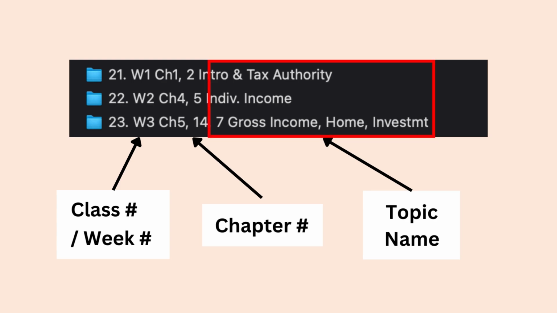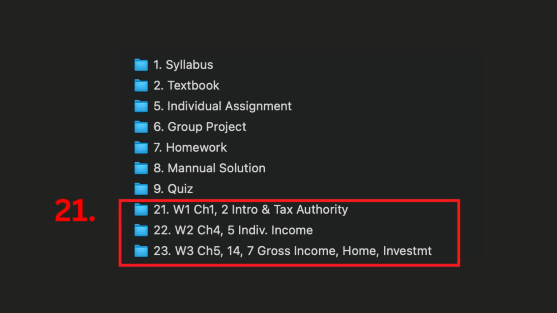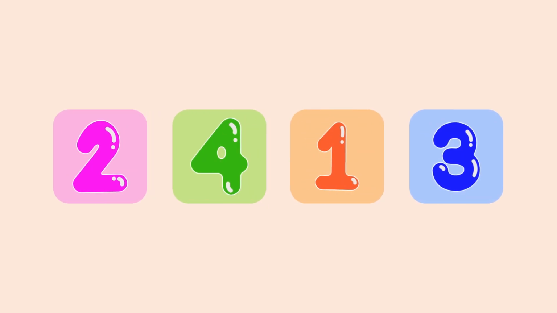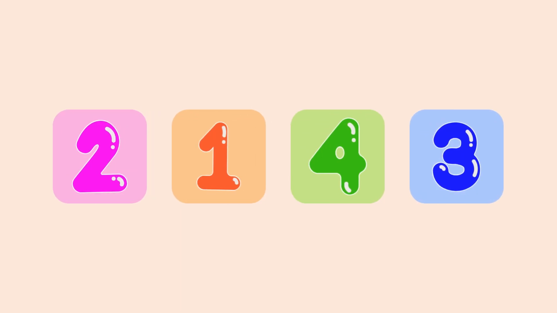to jog your memory. Then I'll add 21 dot in the front as a way to push these class folders further down to the end, as they will keep expanding as the semester goes by. The reason for using 21 is because I don't know how many folders I may need in between, and I want to leave enough space for future folders. Otherwise, I need to change all the numbering, which is a lot of work for lazy people like me.